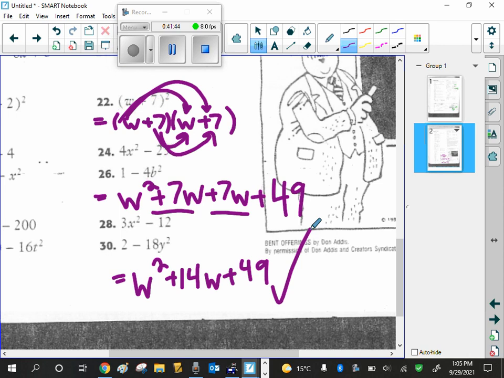Remember the ones we did yesterday? They were more complicated than this. Try not to make any sign mistakes. It happens, but the less we make, the better we are. Okay, is that it?